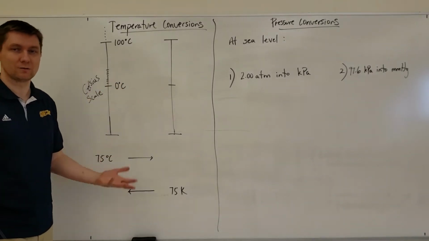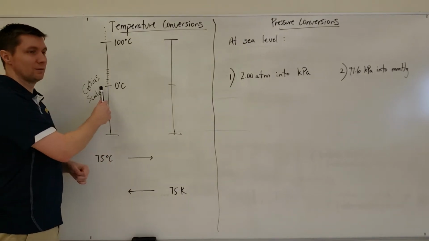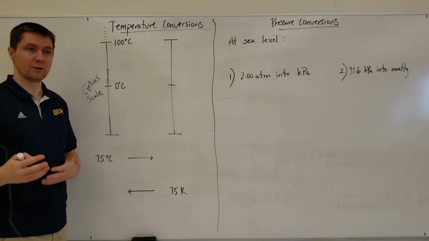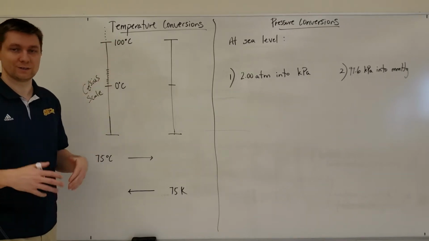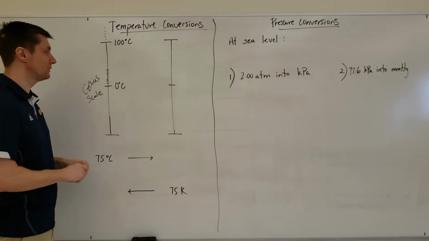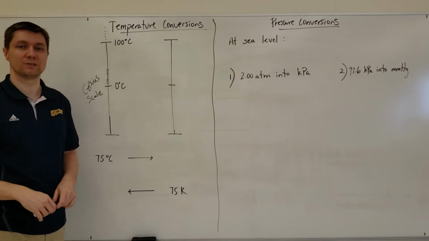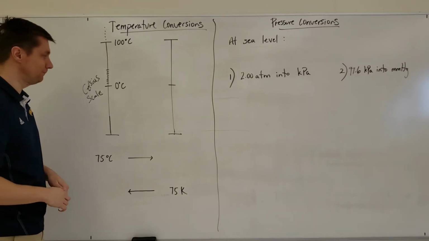So the first one you guys are all very familiar with, it's the Celsius scale. We know that the freezing point of water is 0 degrees Celsius and the boiling point of water is 100 degrees Celsius. And so the way the scale is set up right now is that we stick 100 ticks in between that, and each tick then represents 1 degree Celsius.